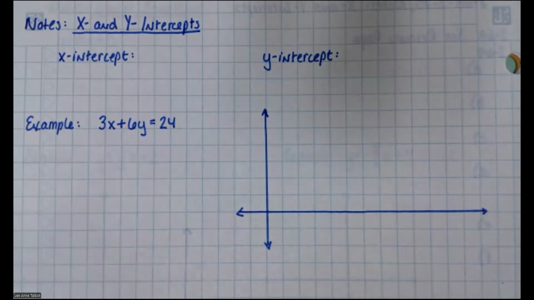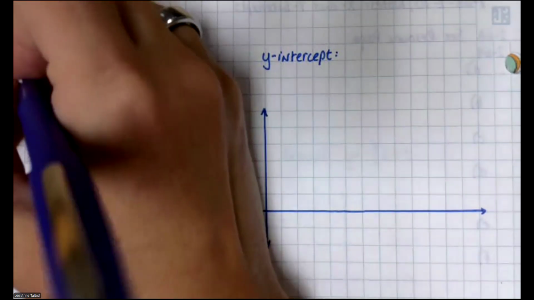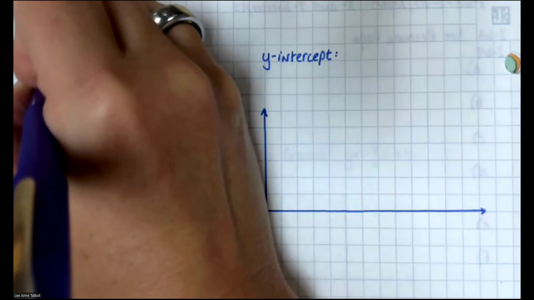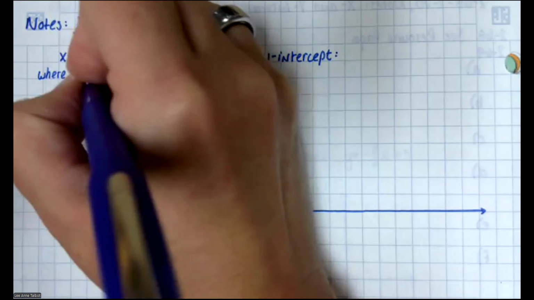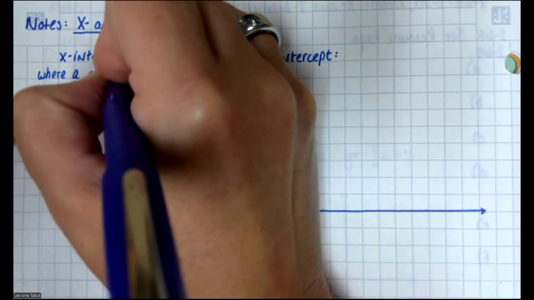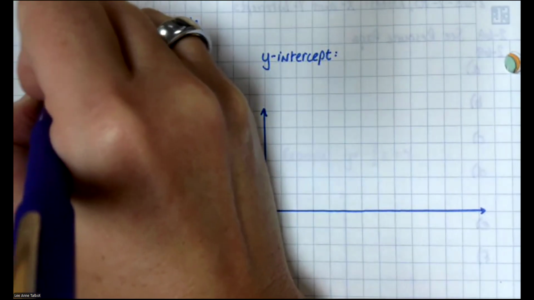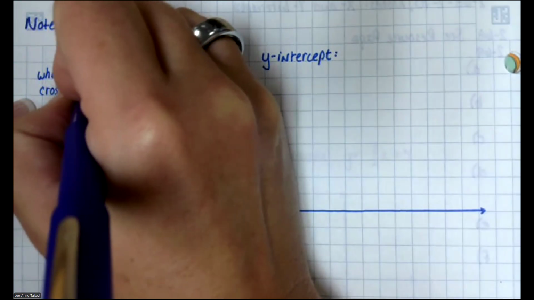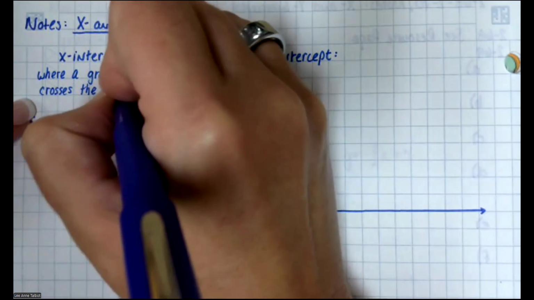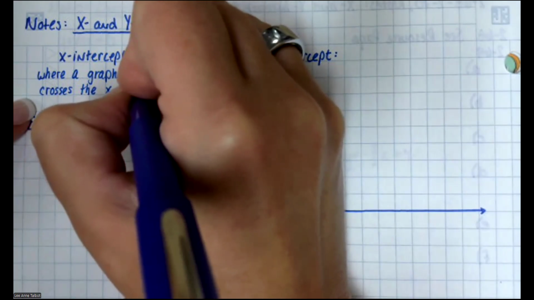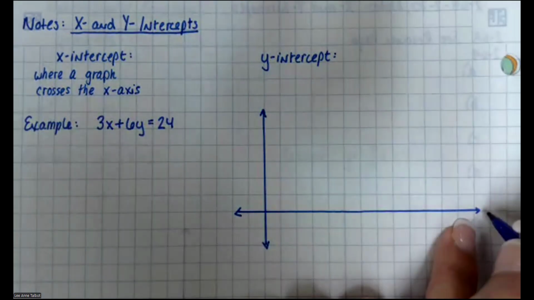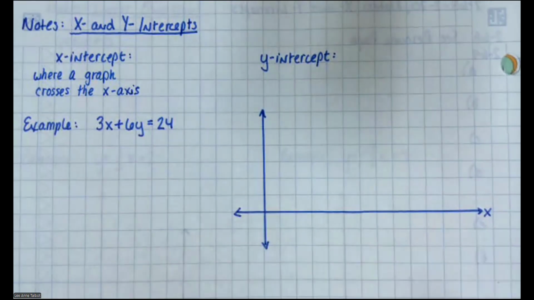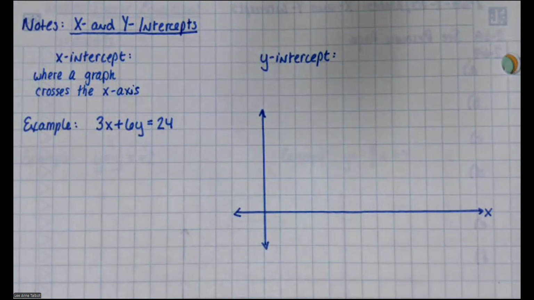Okay, everybody. So the x-intercept, right underneath it, put where a graph crosses the x-axis. And then come over here and make sure that you label an x on your x-axis. You guys know these vocab words already, x-intercept and y-intercept? Okay.